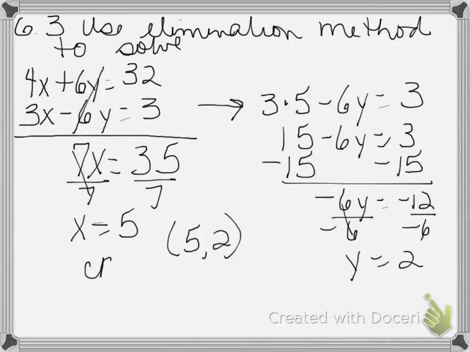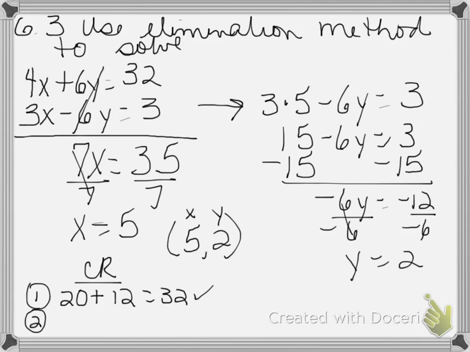To check, we are going to plug in 5 for x, 2 for y into the first equation. 4 times 5 is 20, plus 6 times 2 is 12. 20 plus 12 is 32, which is on the right side. That is correct. Equation 2, 3 times 5 is 15, minus 6 times 2 is 12, and 15 minus 12 is 3, which is also correct.